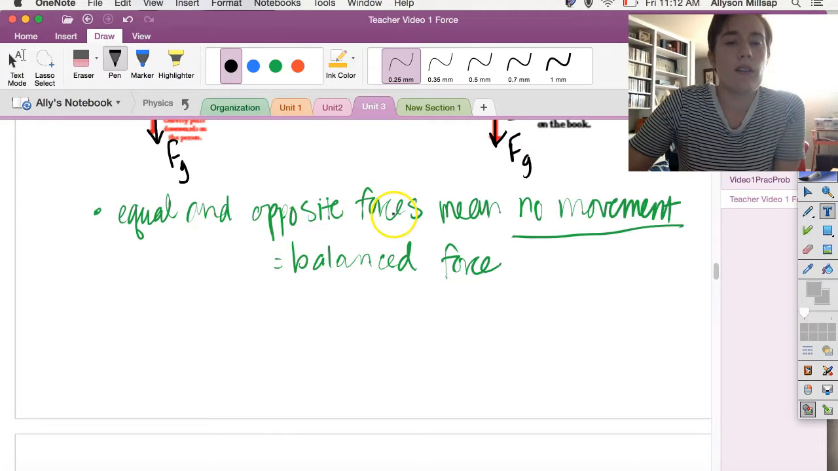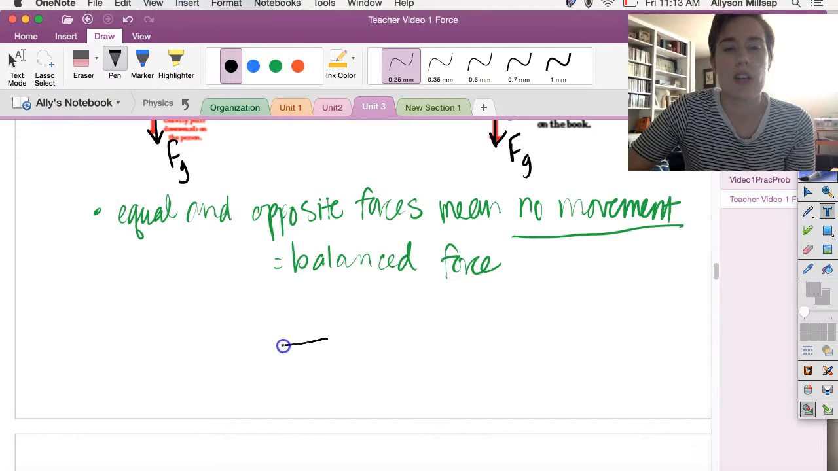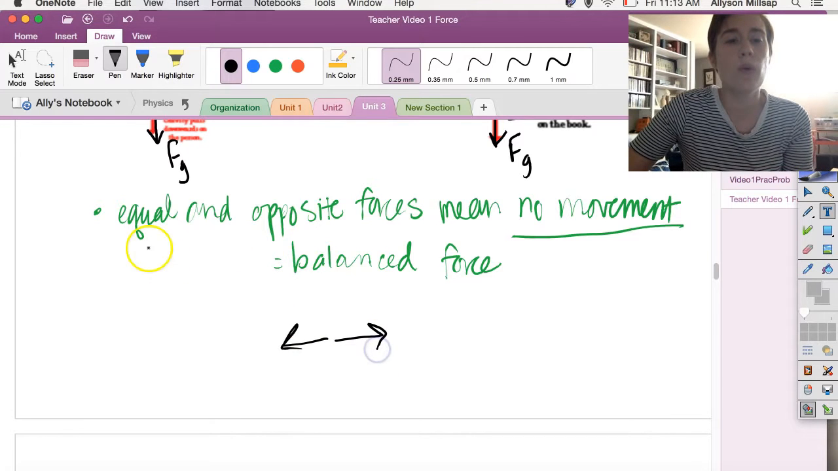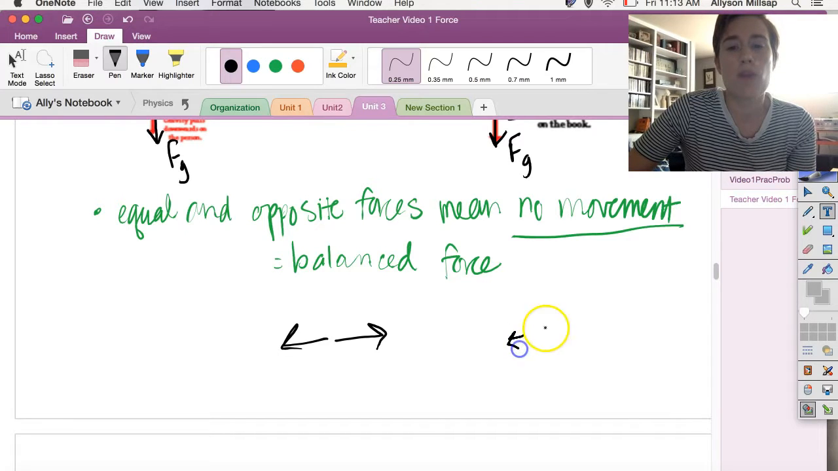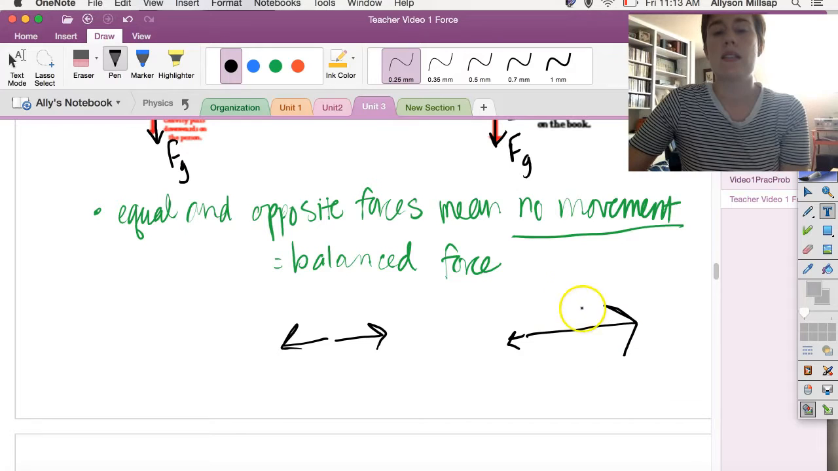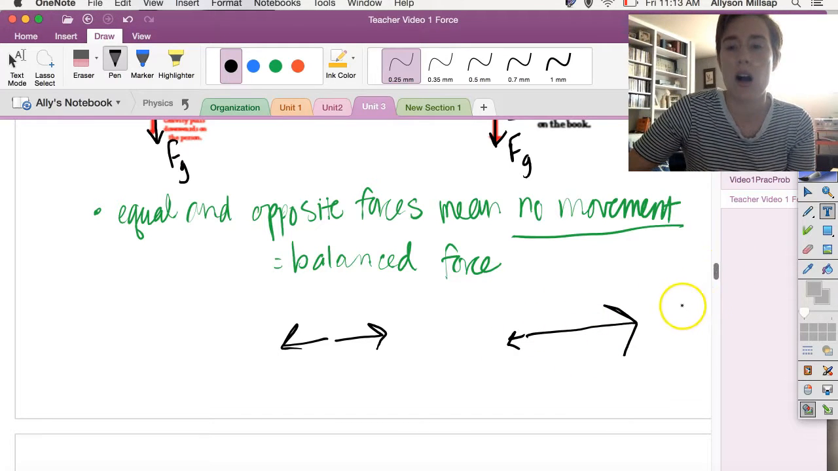If your forces are opposite of each other like this, and they're of equal value, there's not going to be any movement. If there's a small force this direction and a really big force this direction, that's called unbalanced. Unbalanced forces always cause motion.